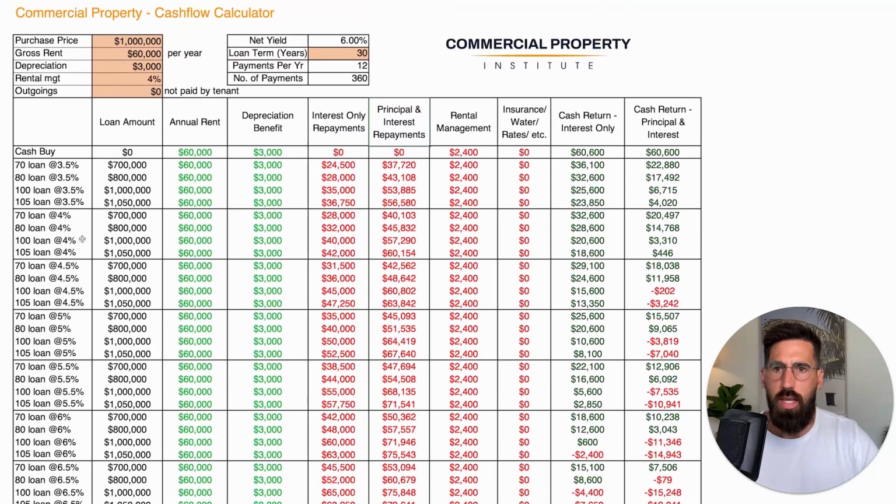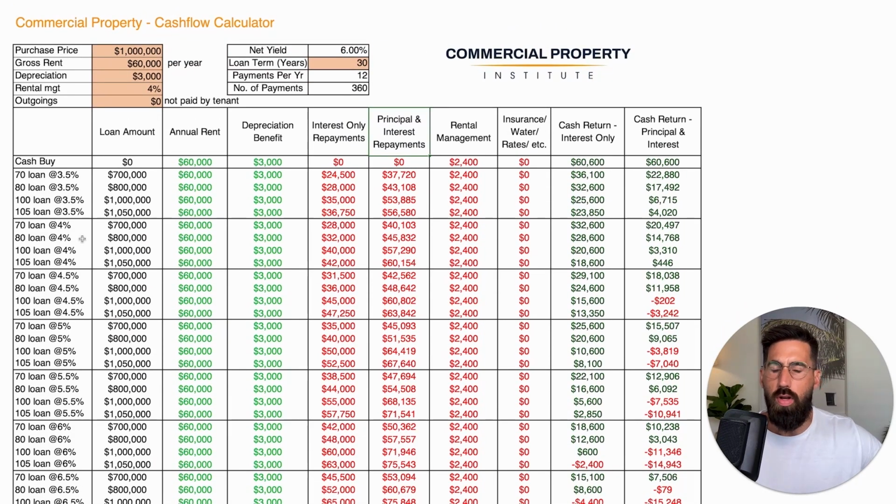So you can get an idea if, say, interest rates are higher, what your cash flow might look like, or if interest rates come down, how positively geared the commercial property may be.